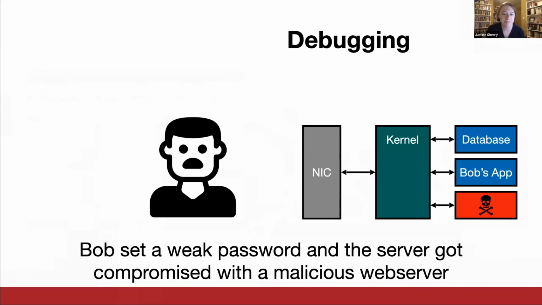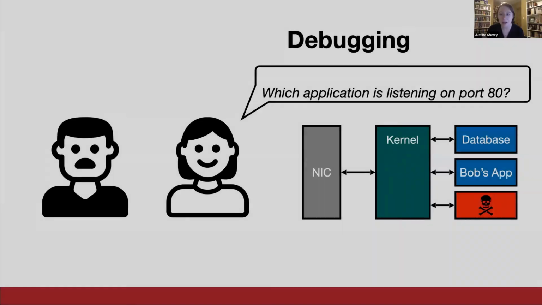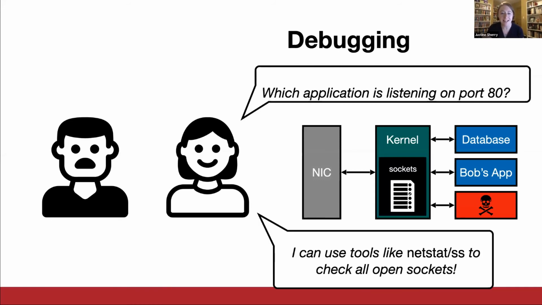Here's another problem. Bob set a weak password and the server got compromised with a malicious web server. And so we're noticing lots of malicious traffic going to and from our server. Alice comes in to try and help. She says, okay, well, which application is listening on port 80? Let's track down that buggy web server. So here in the kernel world, in the traditional world, she can use tools like netstat to look at all of the open sockets. But once again, in the kernel bypass world, these tools aren't here.